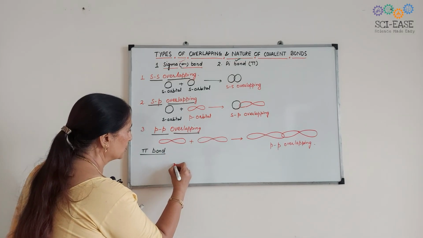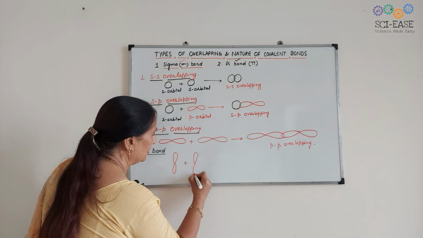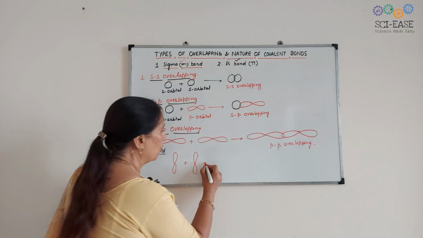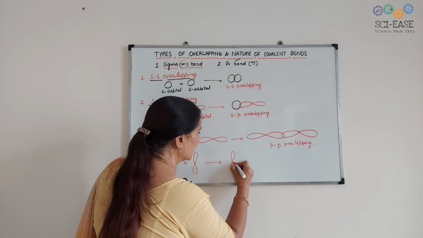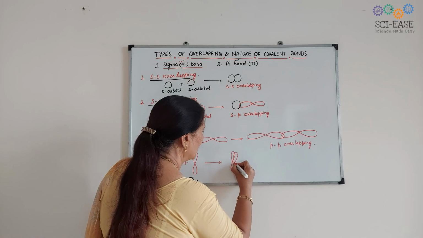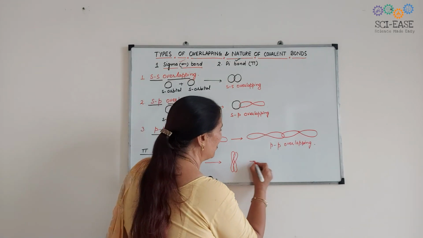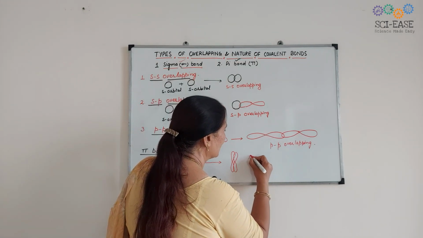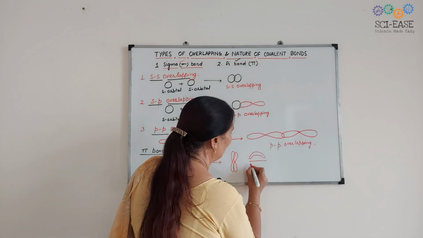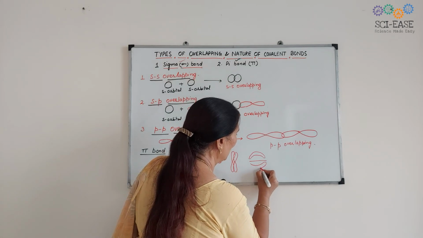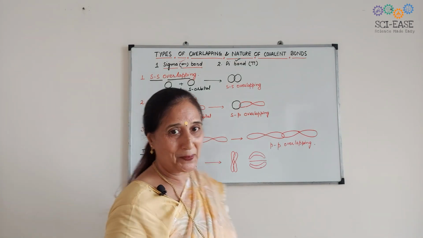Okay? So this is p orbital, and this is again the p orbital of another atom. What will be the result? They will get overlapped sideways, and this will result in the formation of pi bond. You can depict it like two saucers, one above and another below the axis. Okay, so this is pi bonding.